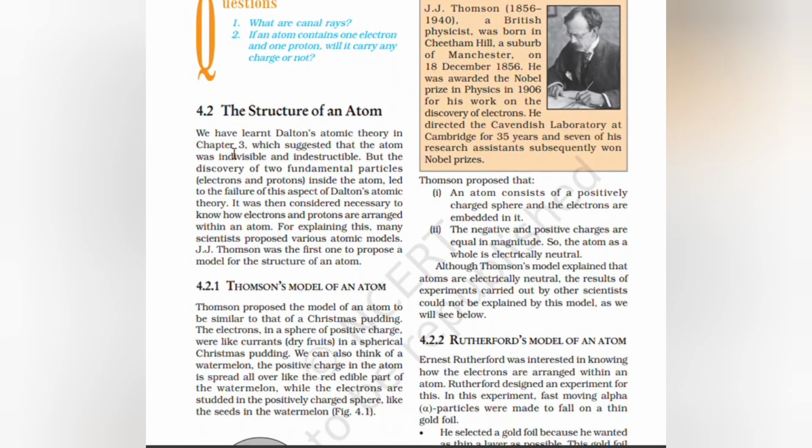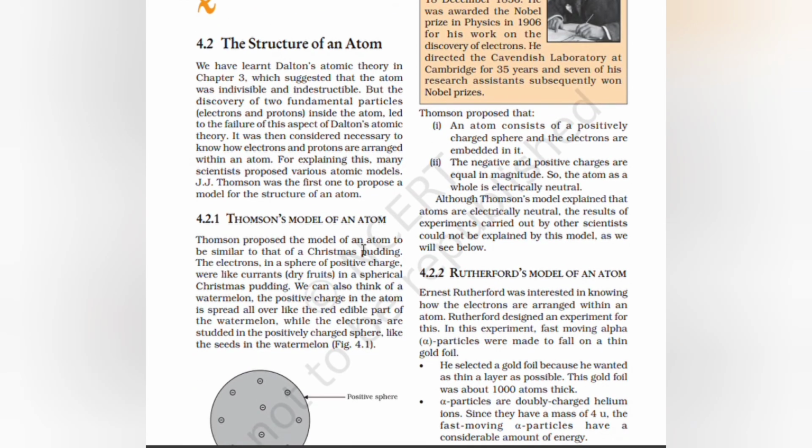Structure of an atom. We had learned Dalton's atomic theory in chapter 3, which suggested that the atom was indivisible and indestructible. But the discovery of two fundamental particles inside the atom led to the failure of this aspect of Dalton's atomic theory. It was then considered necessary to know how electrons and protons are arranged within an atom. For explaining this, many scientists proposed various atomic models. J. J. Thomson was the first one to propose a model for the structure of an atom.